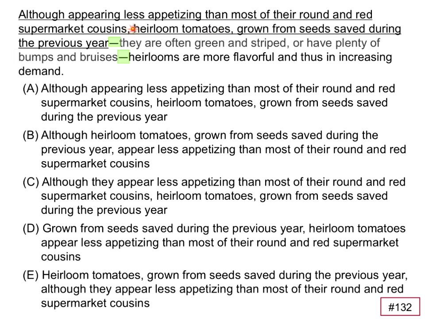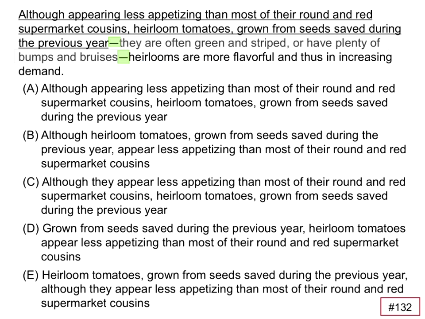And so you're expecting, okay, here's the core sentence. It's starting up. Heirloom tomatoes. So that would be the subject. I'm not sure yet. I'm going to keep reading. Comma, grown from seeds. Okay, so that's just a modifier. Grown from seeds saved during the previous year. And then I'm going to ignore this. Ignore the hyphen for right now. Heirlooms are more flavorful. Huh.